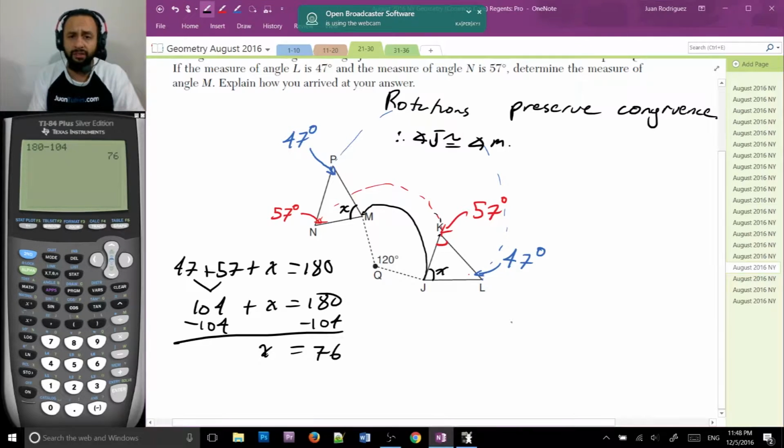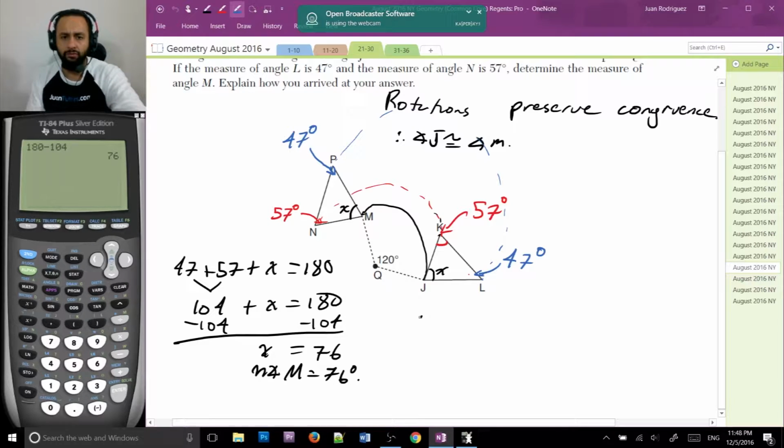So X is equal to 76 degrees, and that's the measure of angle M. So the measure of angle capital M equals 76 degrees. Okay, now they want words. Explain how you arrived at your answer. So these are the words that I'm going to use. You see these words that I used? I'm going to use those again.